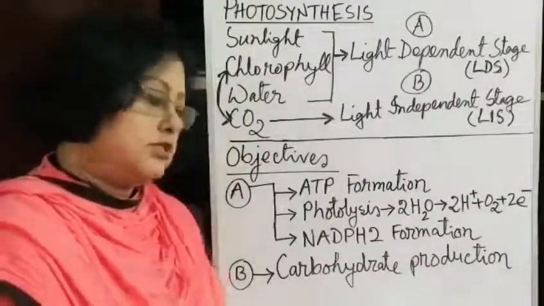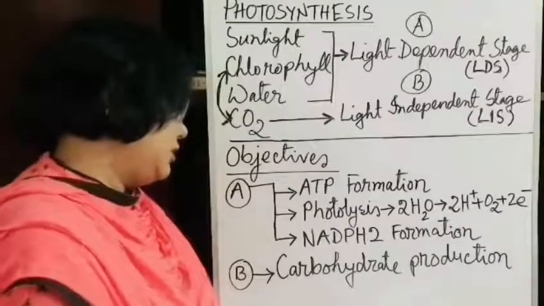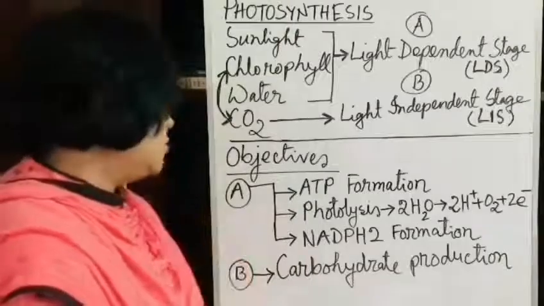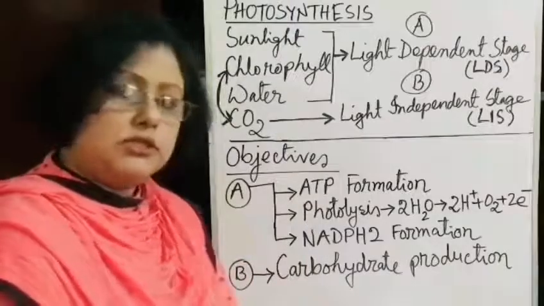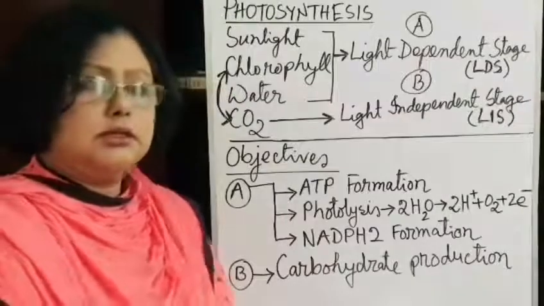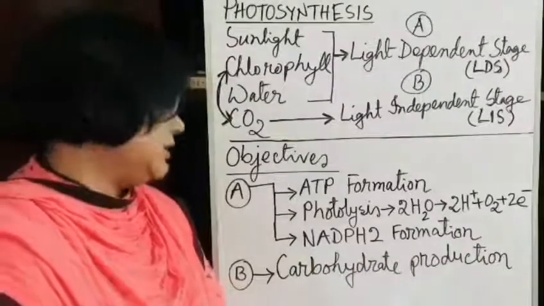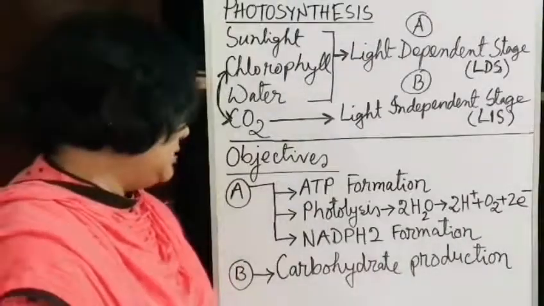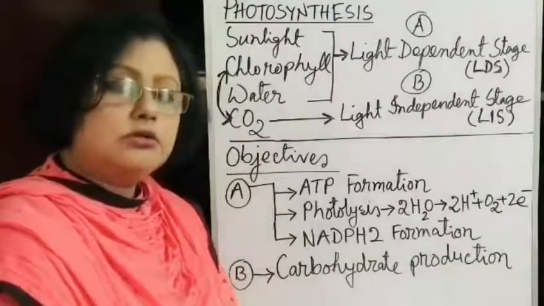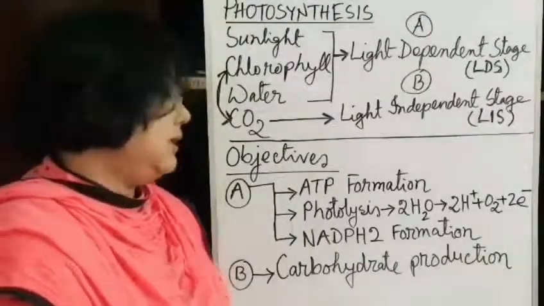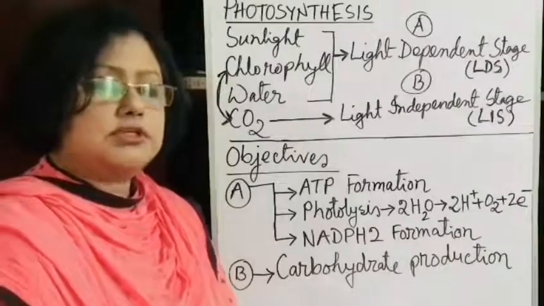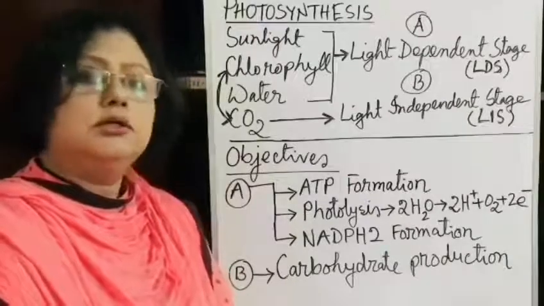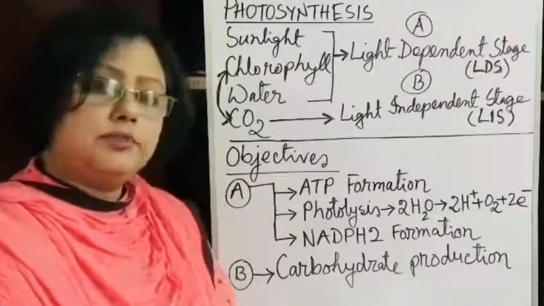Now come to the third point. What is that? NADPH2. This is also another kind of energy molecule. So what is it doing? It supplies energy in the photosynthesis light independent stage. What's the full form of this? Its full form is nicotinamide adenine dinucleotide phosphate hydrogen, and it is used to reduce carbon dioxide to produce carbohydrate or lipid or protein in the light independent stage.